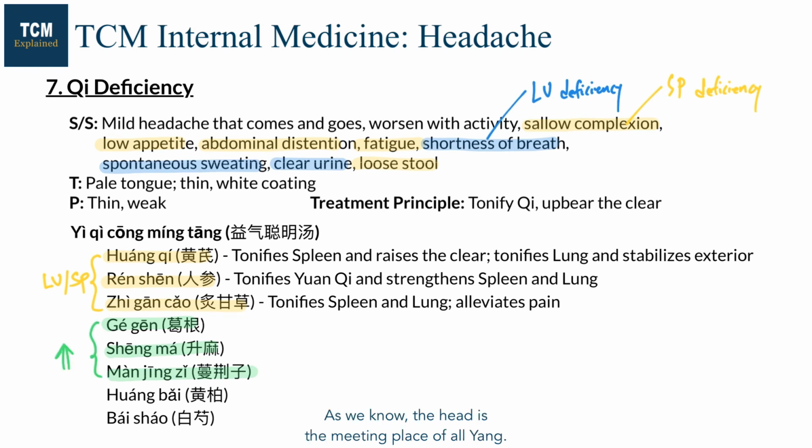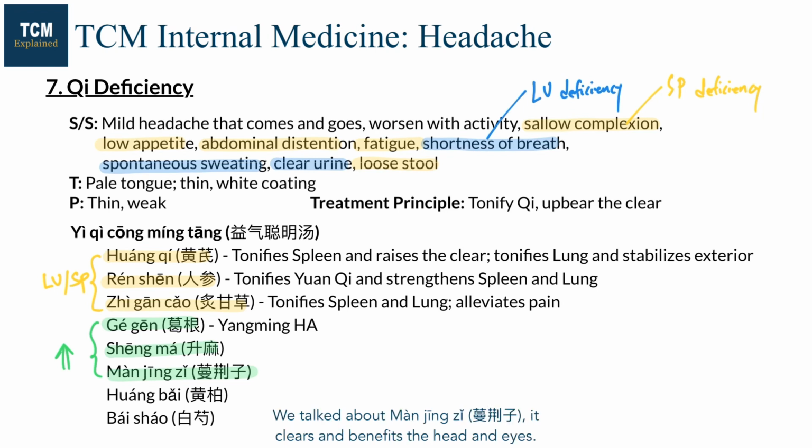As we know, the head is the meeting place of all yang. Since deficient patients cannot bring the clear qi to the head, we can help them upbear the clear by using these herbs. They all belong to releasing exterior herbs which have upbearing action. Gegen helps with the tightness of the nape and shoulder, but it is also known as a guiding herb for Yangming headache.